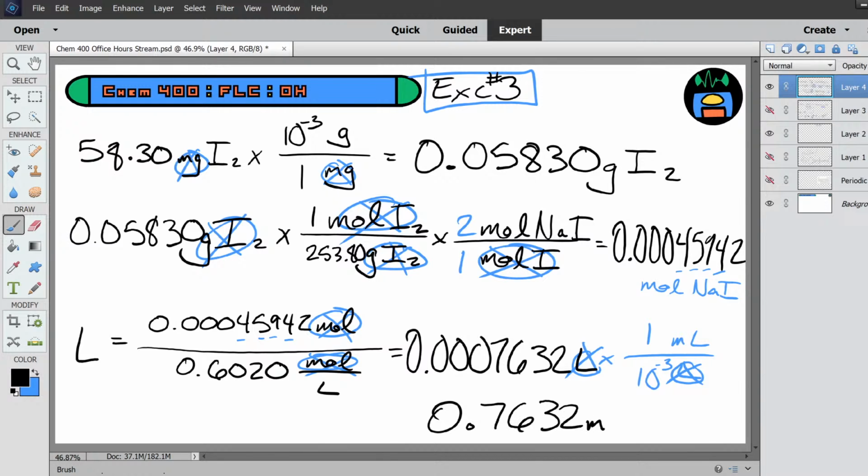So we will need 0.7632 milliliters of a solution of this molarity to produce 58.30 milligrams. So that is the method that you need to use to calculate the volume in milliliters that you need to produce that many milligrams of I2.